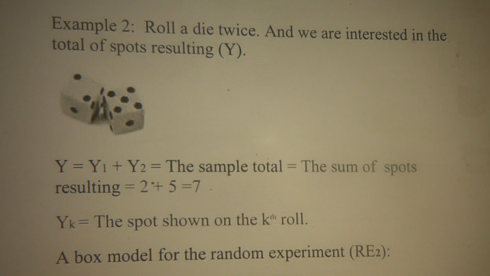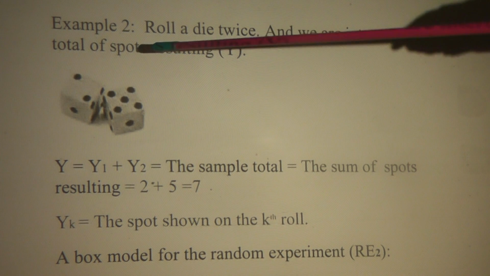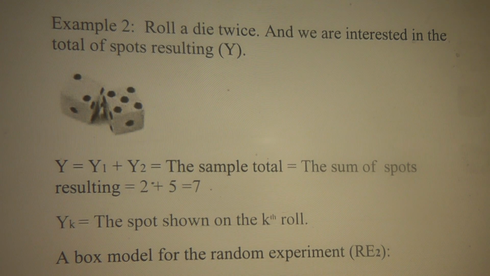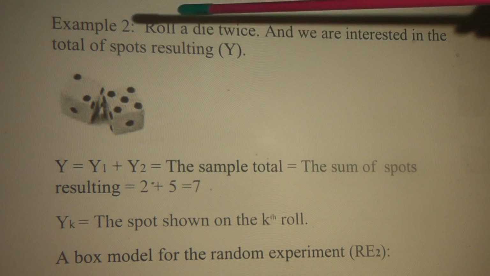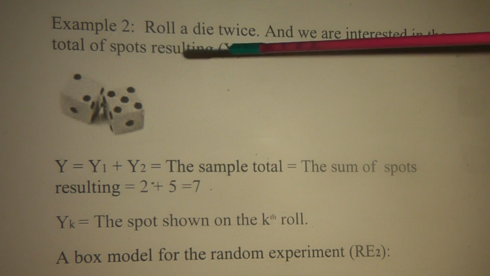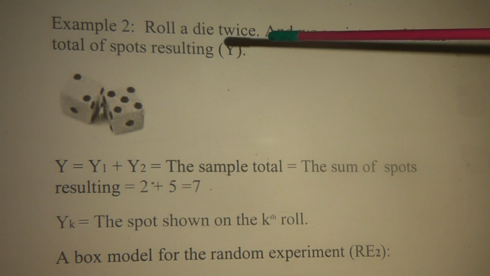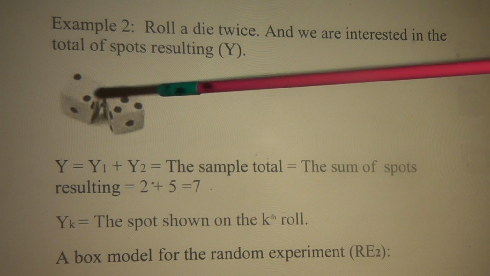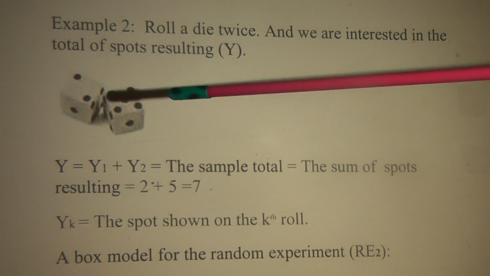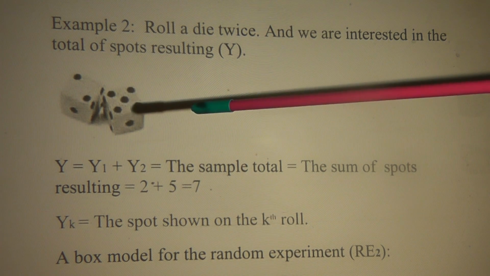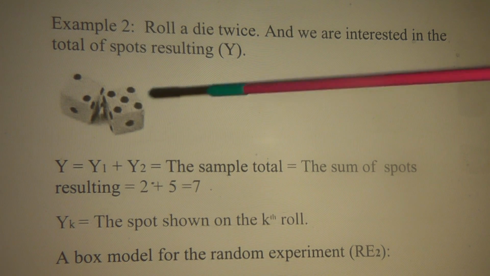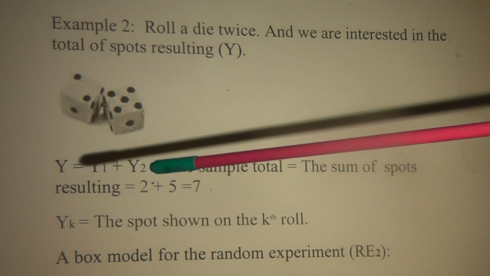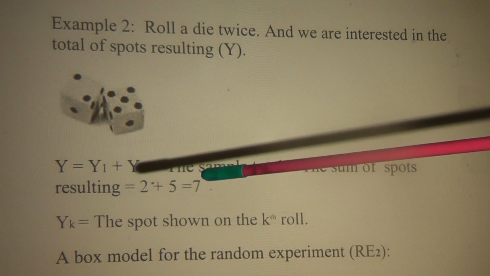Next, let's look at a second example. Example 2. When we roll a die twice, and we are interested in the total of spots resulting, we call this variable y. In this picture, on the first row we find spot 2, second row we find spot 5. So y is equal to y1 plus y2.